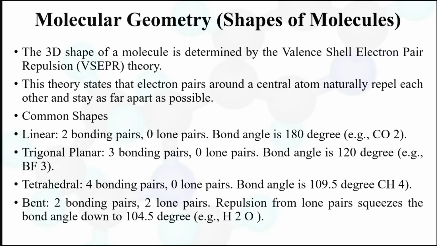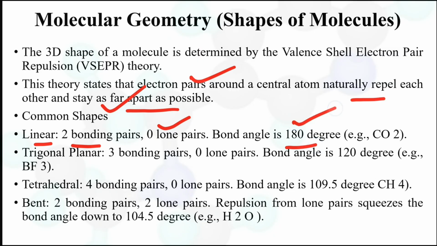Now molecular geometry, or shapes of molecules. The 3D shape of a molecule is determined by valence shell electron pair repulsion, or VSEPR theory, which states that electron pairs around the central atom naturally repel each other and stay as far apart as possible. The common 3D shapes of molecules: at first, linear. Here two bonding pairs are present, 0 lone pair, and bond angle is 180 degrees.